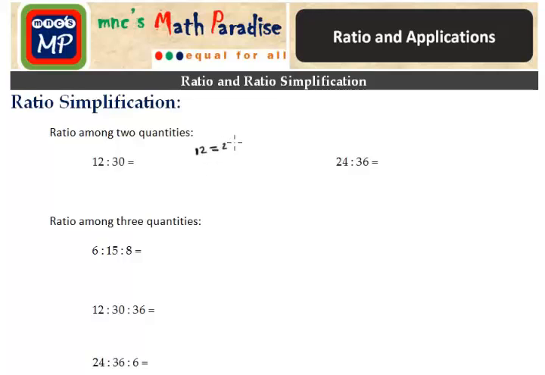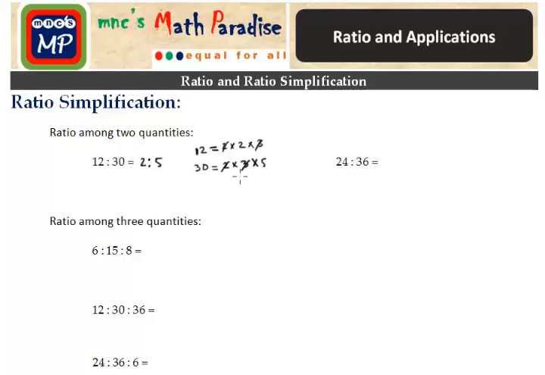So 12 can be written as 2 times 2 times 3. 2 times 2 is 4, 4 times 3 is 12. Then we will write 30 as 2 times 15, so 2 times 3 times 5. And then we will cancel these common factors. 2 and 2 will cancel, 3 and 3 will cancel. So the leftover will be 2 and 5. So the simplification of this ratio will be 2 ratio 5.